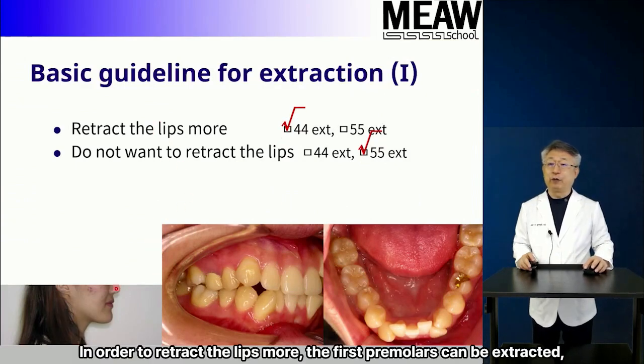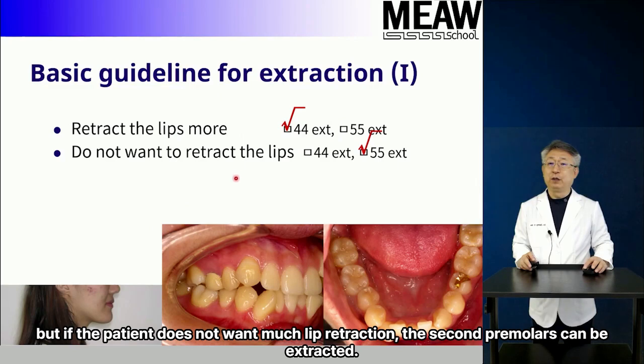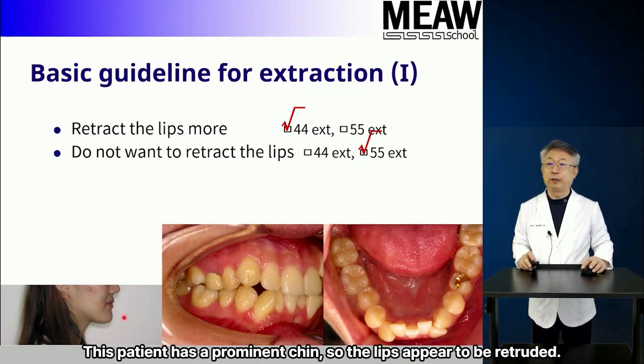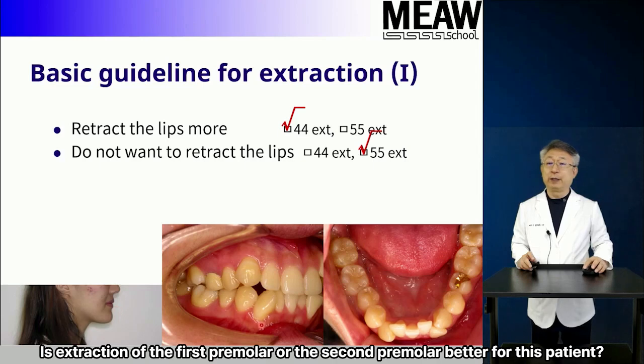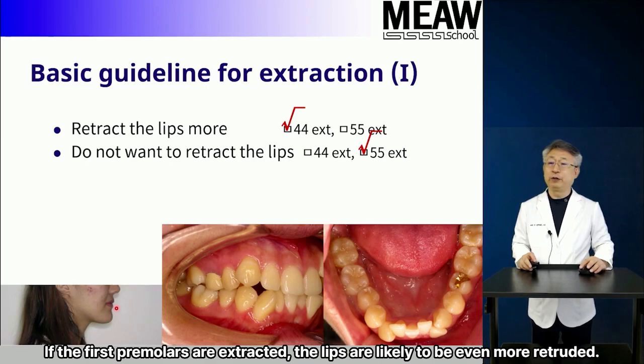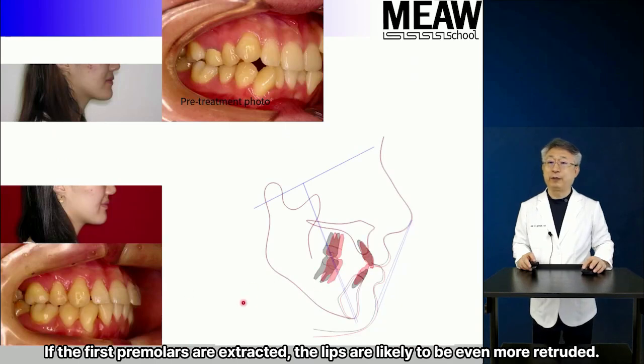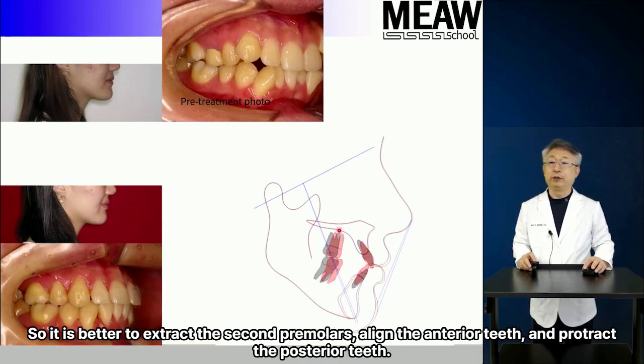In order to retract the lips more, the first premolars can be extracted. But if the patient does not want much lip retraction, the second premolars can be extracted. This patient has a prominent chin, so the lips appear to be retruded. Is extraction of the first premolar or the second premolar better for this patient? If the first premolars are extracted, the lips are likely to be even more retruded. So it is better to extract the second premolars, align the anterior teeth, and protract the posterior teeth.